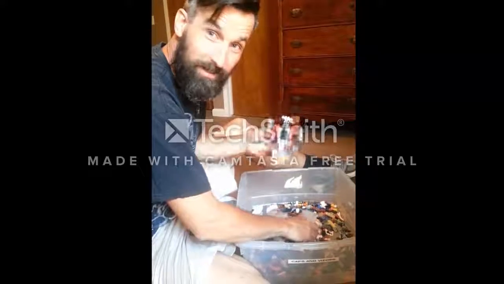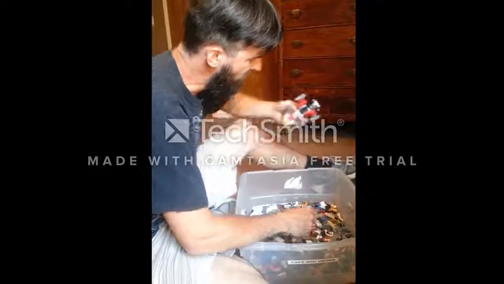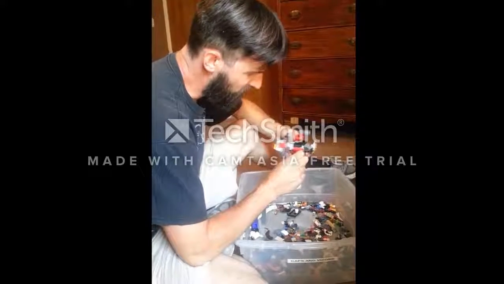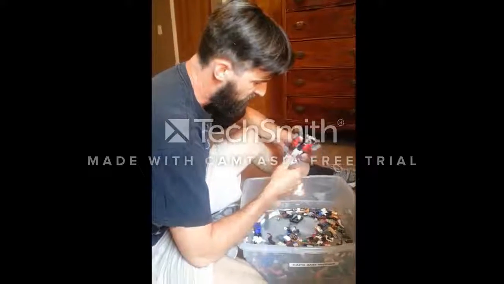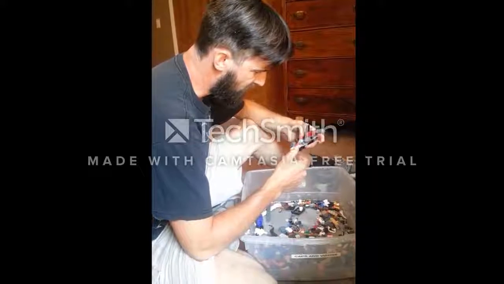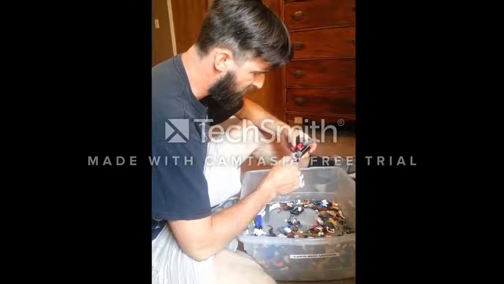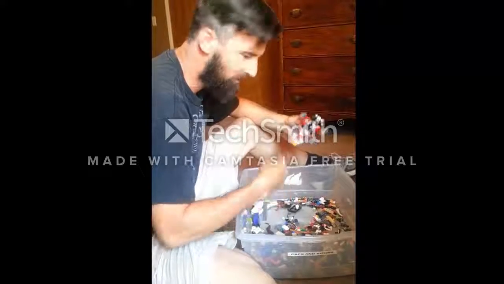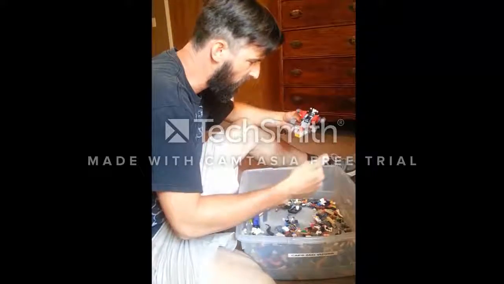Hi class. I love Legos. I play with them with my kids quite often. And I was thinking, Legos are a lot like fractions. With fractions, you can take them apart and put them together and divide things. And same thing with Legos, you can divide things, take things apart, put things together.